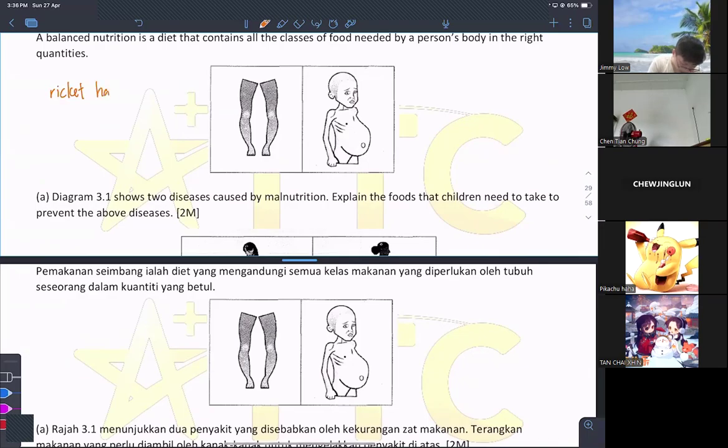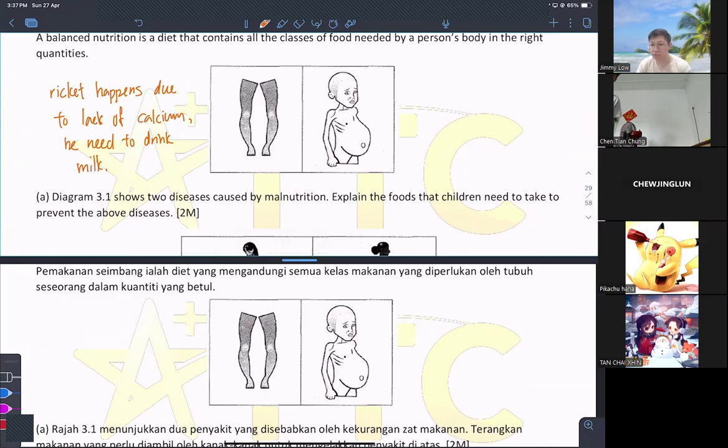Okay, rickets happens due to lack of calcium. Okay, so he needs to eat more, or not eat more, he needs to drink milk. Okay, most common sense one: you drink milk, you get calcium.